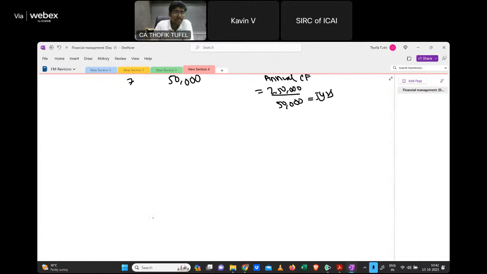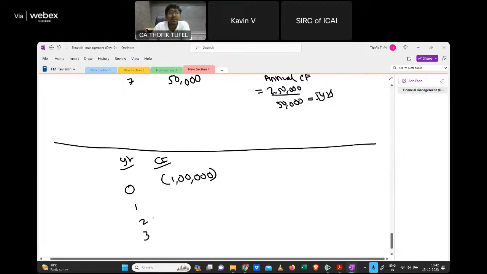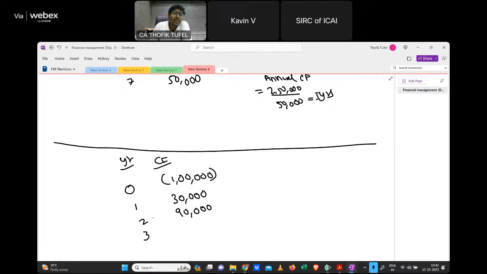Second one, this is also logical. Second one, if the cash flows are uneven. Suppose you have invested, under year 0, 1 lakh rupees. But first year, second year, third year, the life of the project is only 3 years. First year, you are getting 30,000. Second year, you are getting, say, 90,000. Third year, you are getting 20,000.